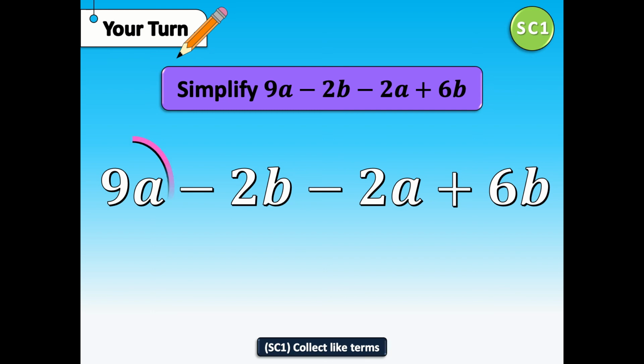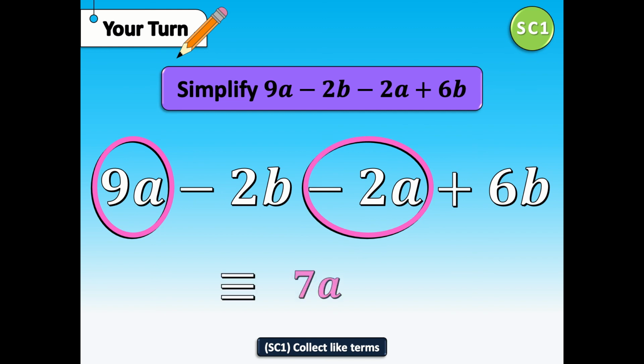So for this one, we identify the like terms. So you've got 9a and you're taking away 2a. Remember to always use the sign in front of the number. So that means that's 7a.